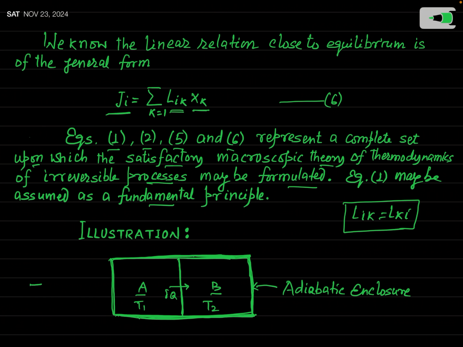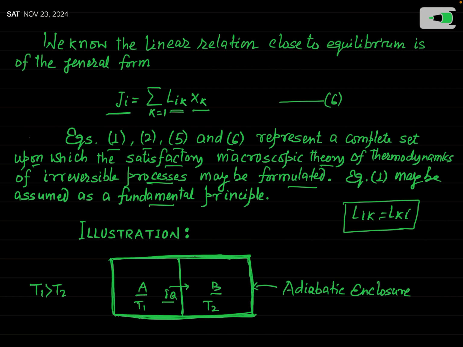And now let us assume that T1 is greater than T2. If T1 is greater than T2, then you know there will be a flow of heat from part A to part B of the system. And we assume that a very small quantity of heat delta Q flows from part A to part B. Now, as the heat flows from part A to part B, there will be an increase in entropy of the system. What will actually be the net increase in entropy?